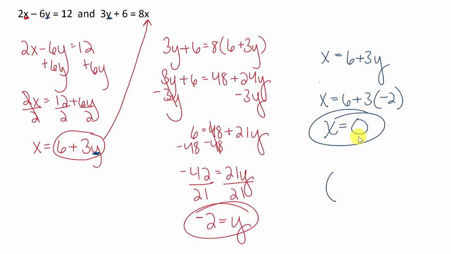When I write this as a coordinate pair, make sure you put x first. We solved for y first, so sometimes people accidentally write the -2 first, but we have to make sure we put the x value first. So (0, -2). And that is the solution to my system of equations.